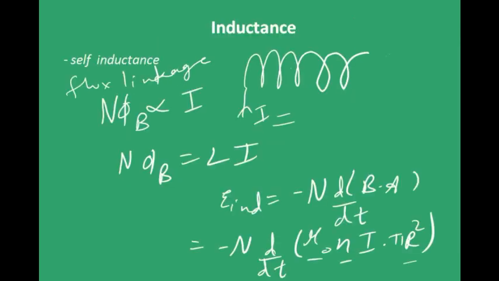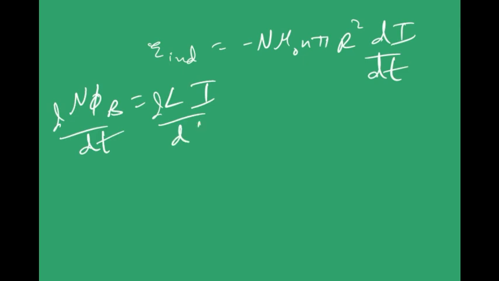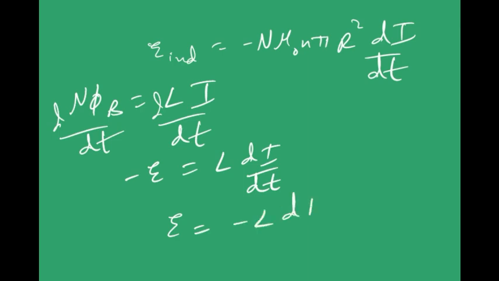Observe this. Take this equation. Flux linkage is nothing but L times I. So flux linkage is equal to L I. I'll differentiate this equation with time, d by dt, and here also I'll do d by dt. And what I'll get? Minus E, by Faraday's law the rate of change of flux gives EMF, right? This is equal to L, which is a constant, and dI by dt. Hope this is clear. So from this we'll get E is equal to minus L dI by dt.